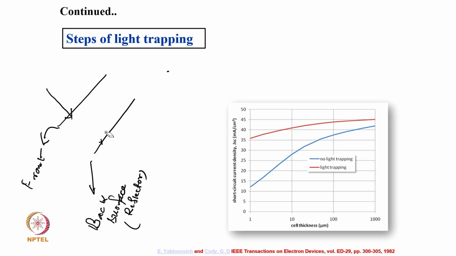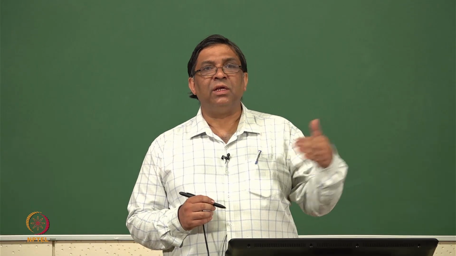Okay, now what I can do, I can make this front surface, earlier it was a flat surface, now I have a textured surface. I make a textured surface. Okay, so now light gets reflected here. Because of the textured surface, light gets some angle. We know this angle of refraction and angle of reflection.